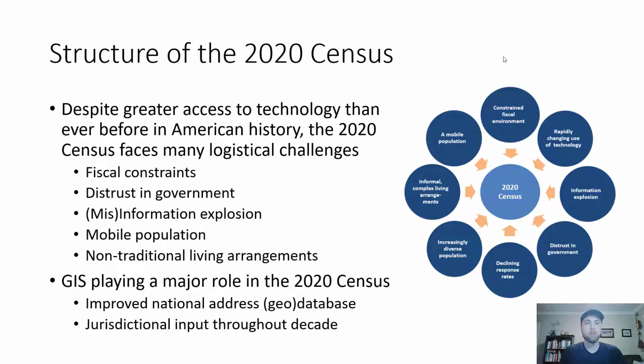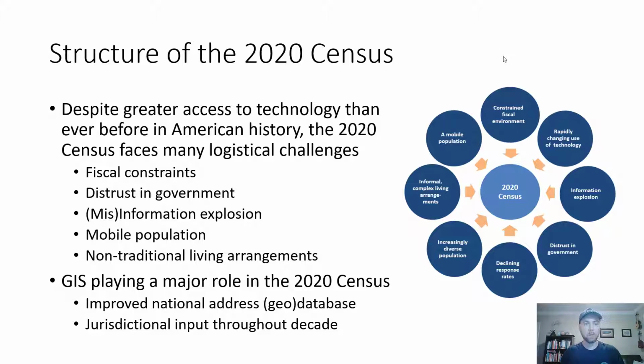Lastly, non-traditional living arrangements. Certainly in a poor economy, it's more common for young people to live with their parents, and maybe parents of parents, grandparents, might all live in a house. So you might end up with 6, 7, 8 people living in a household, and that's fairly common today.